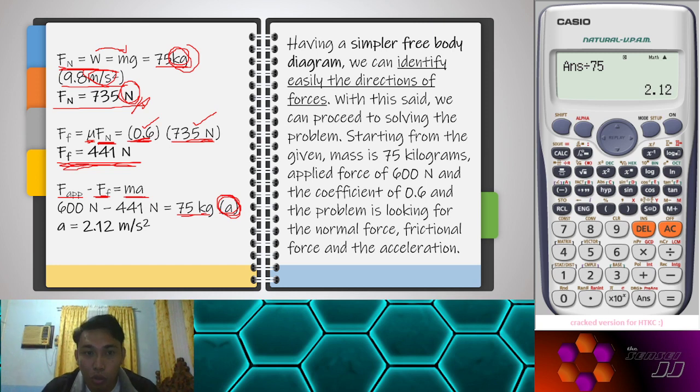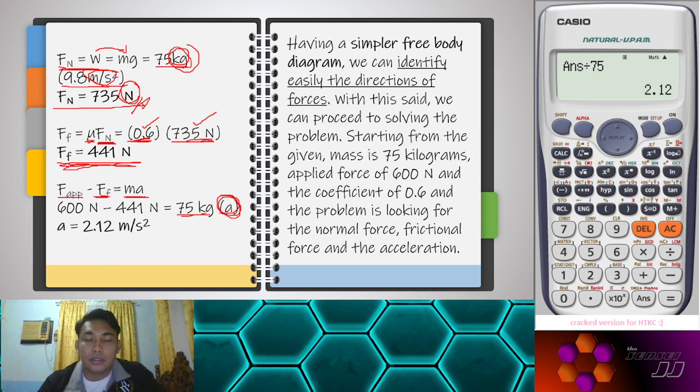So always remember those four fundamental forces that we have: the normal force, the weight, which is the object that has a mass multiplied by our gravity, the applied force, and the frictional force. Those are the only four forces that can be easily identified in our free body diagram drawings.